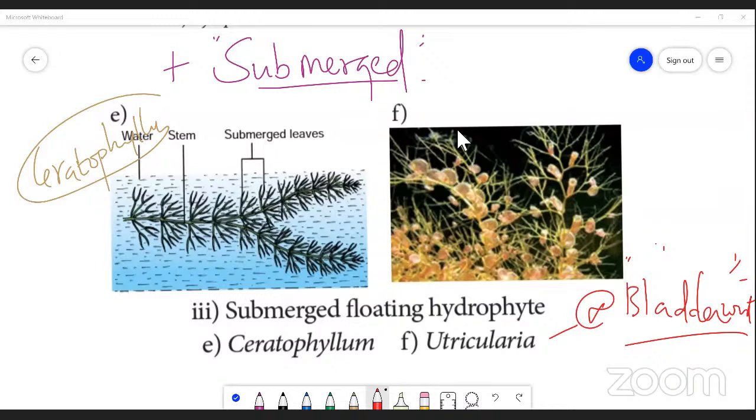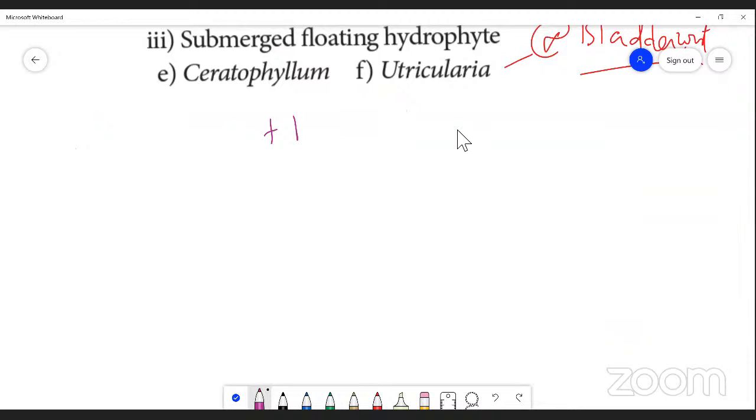Okay, next we pass on to rooted with the submerged. This is also a very interesting character. Rooted plus submerged. Rooted submerged.